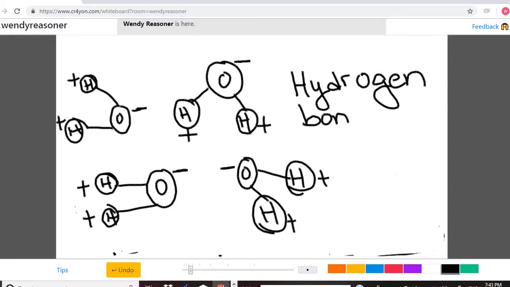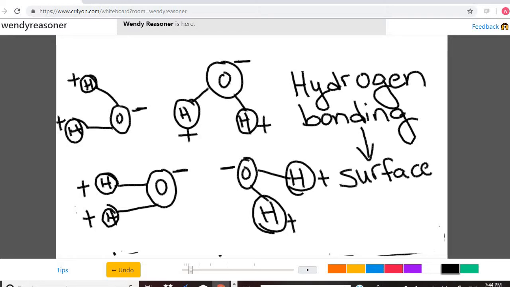So hydrogen bonding is the way that different water molecules are attracted to each other and bond with each other. And because of hydrogen bonding, water has what is called surface tension. And what that means is that on the surface of water, the water molecules will tend to stay attracted to each other. They'll tend to stay close to each other because of these attractions between the hydrogens and the oxygens.